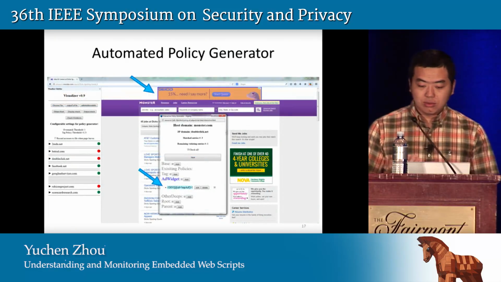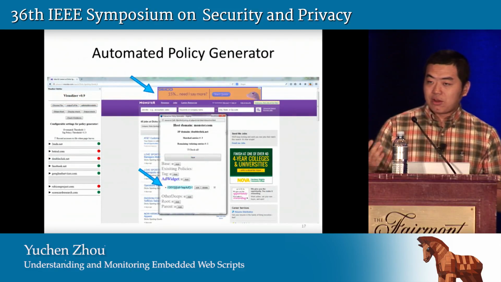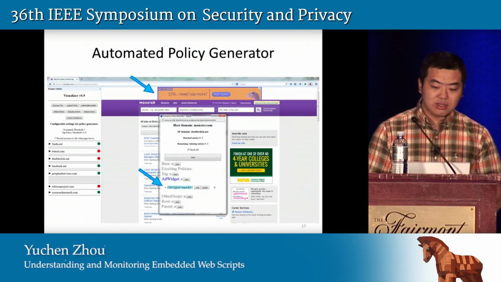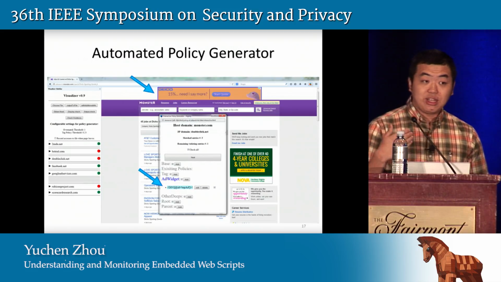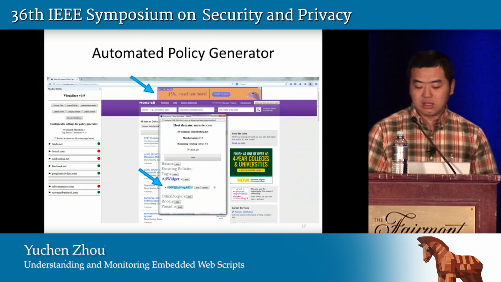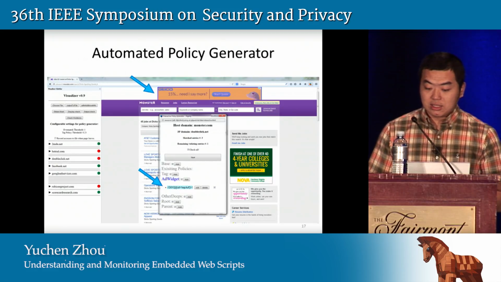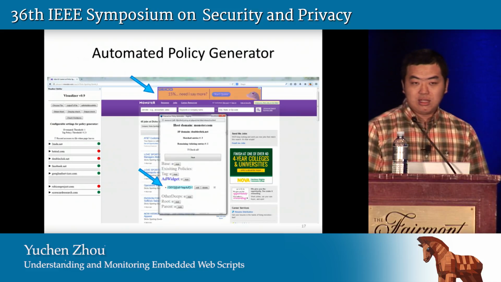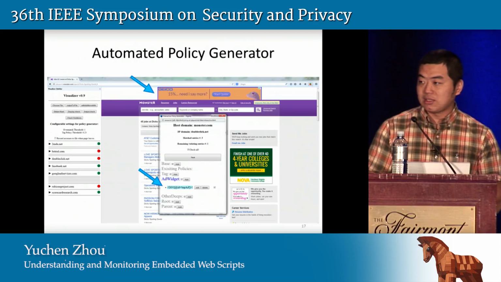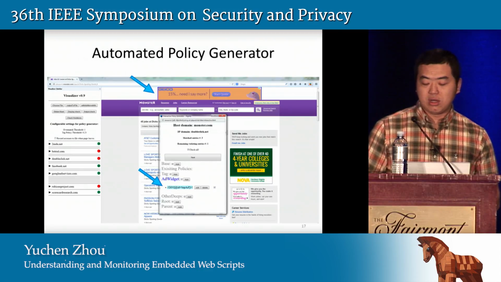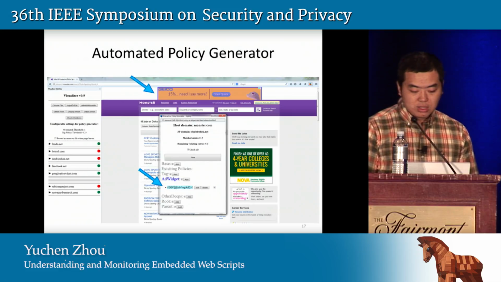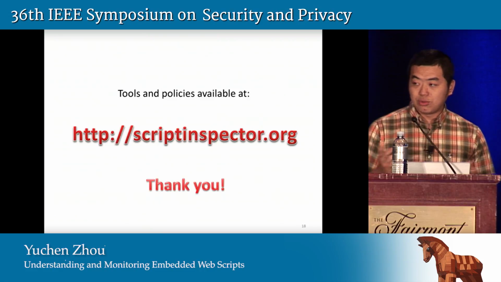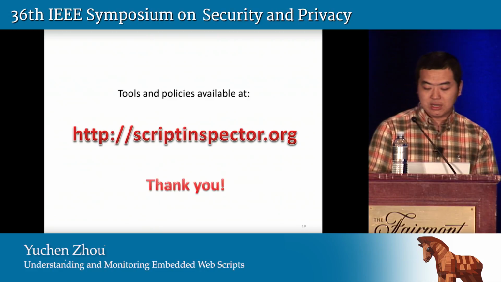So finally, before I conclude, we actually have the automatic policy generator available. This is to further reduce the developer's effort by taking inputs from script inspector, and then it will propose the policy candidates, and these candidates can be visualized by the visualizer again, and the site developer can approve these policies, edit these policies, and add them to the policy pool. But due to time constraints, I will be skipping this part. So again, all the tools and policies are available at scriptinspector.org.